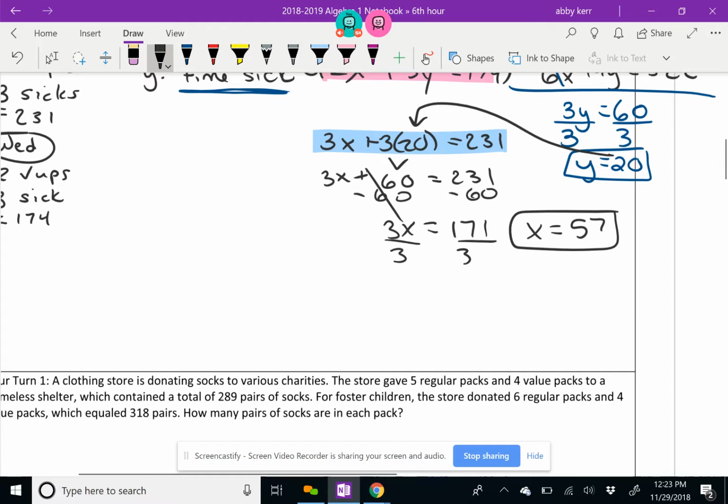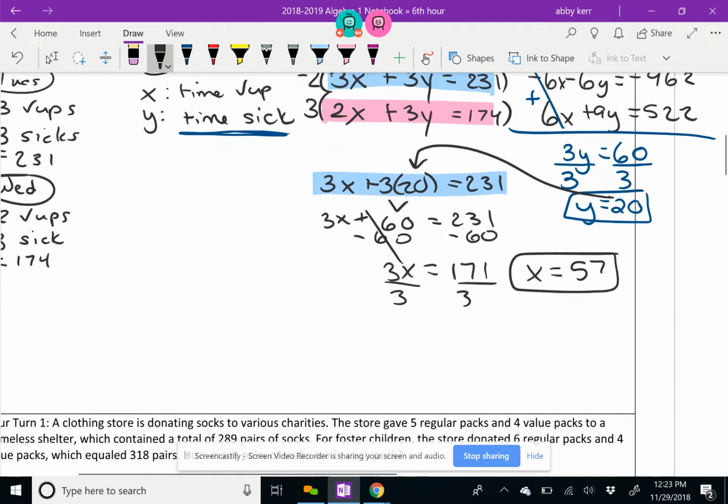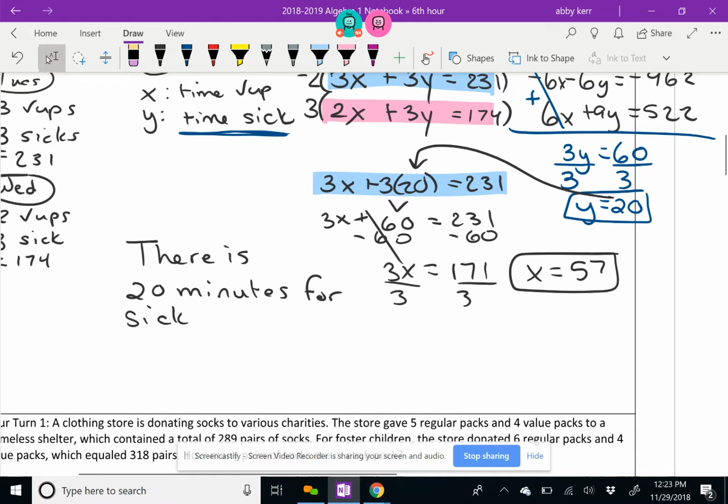So now I have how much time is allotted for Dr. Algebra's checkup. So you can say there is 20 minutes for sick visits and 57 minutes for checkups.